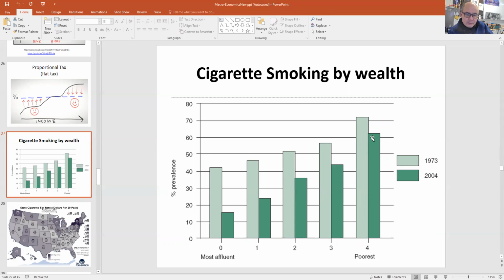But what ended up happening is that you didn't see such a drop amongst the poorest people. You saw significant drops amongst the most rich, the most affluent. And so you see this darker green as such a greater distribution of who is smoking cigarettes in our society. Well, it's mostly the poor and middle class. The rich people, not as much anymore. And so the cigarette tax burden is being borne by the poor.